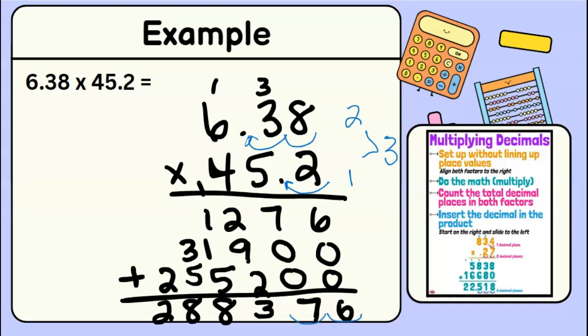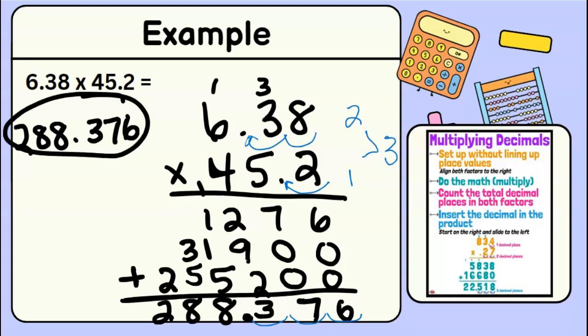So 1, 2, 3, leaving my decimal point between my 8 and my 3, giving me a product of 288 and 376 thousandths.